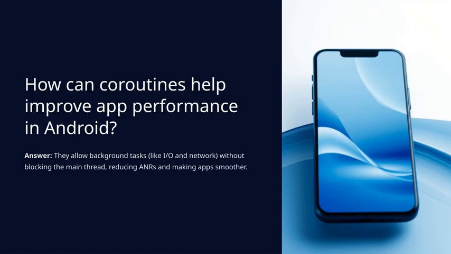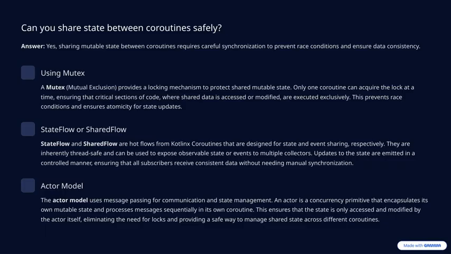Can you share state between coroutines safely? The answer is yes, but it requires some careful strategies. Sharing mutable state directly can lead to race conditions and data inconsistencies, so we need to manage access properly. One common approach is using a mutex, which acts like a lock. Only one coroutine can acquire it at a time. This ensures that critical sections, where shared data is accessed or changed, are executed exclusively, preventing conflicts and keeping our data consistent.